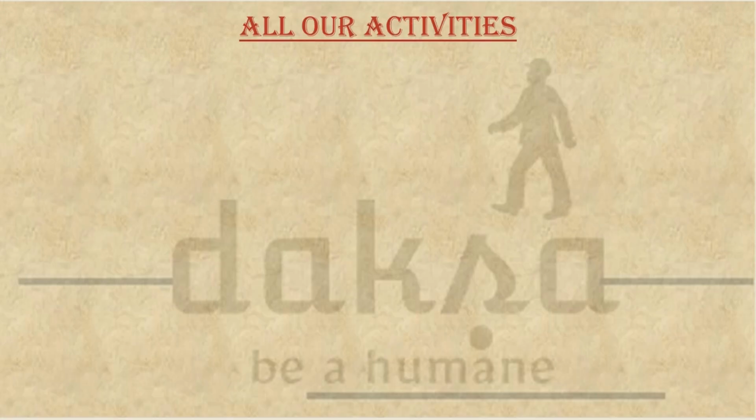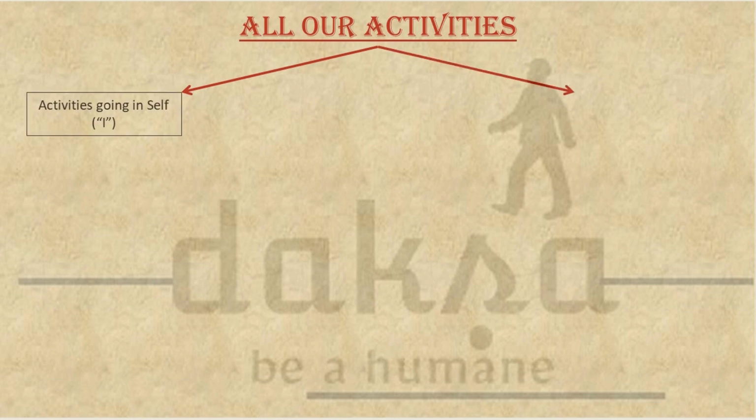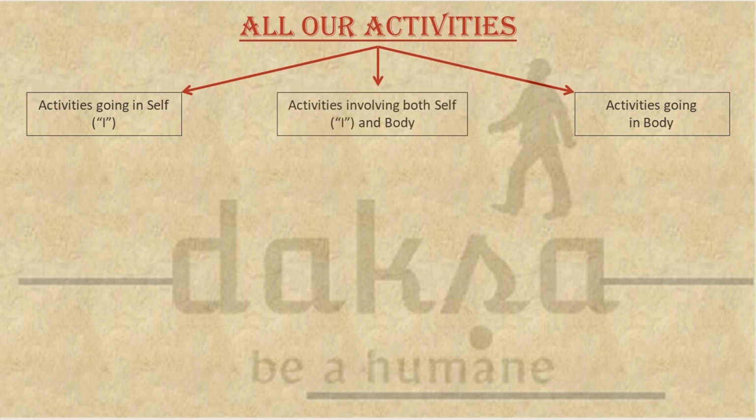Let's look at some common activities, or you can say our daily activities, and see how we understand them in the context of self, I, and body. The variety of activities that we engage in commonly can be put in three categories: activities that are going on in the self, I; activities that are going on in the body; and activities involving both the self and the body. We all think this can be verified easily in each one of us.